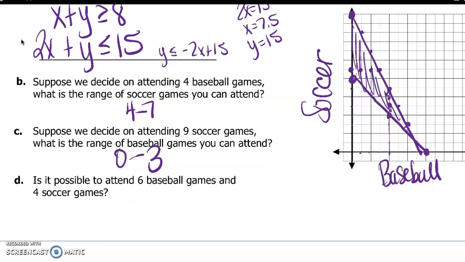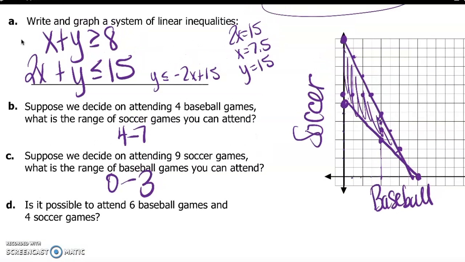Part D, is it possible to attend 6 baseball games and 4 soccer games? So if I go to 6 on baseball and 4, that's this point right here. So no, that's outside of our shaded region. You also could check that into your inequality if you wanted to.